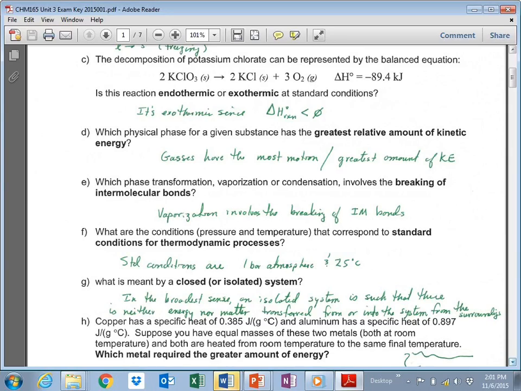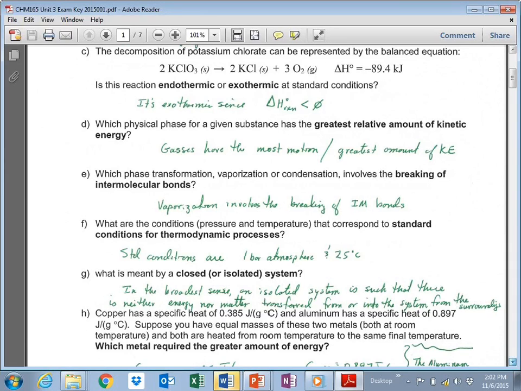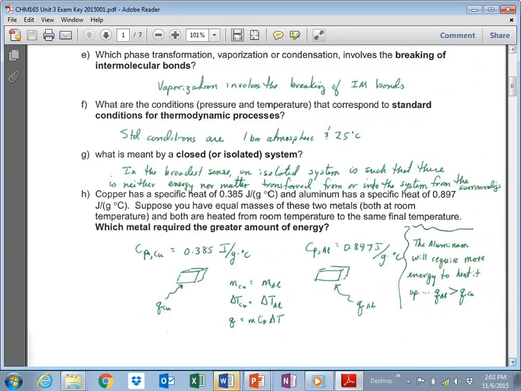These were each worth 1 point, and if you just kind of almost got this idea, I gave it to you. So you see down in my answer key for H, I did a fair bit of ciphering, but basically the one with the higher specific heat, which is aluminum, requires more energy.